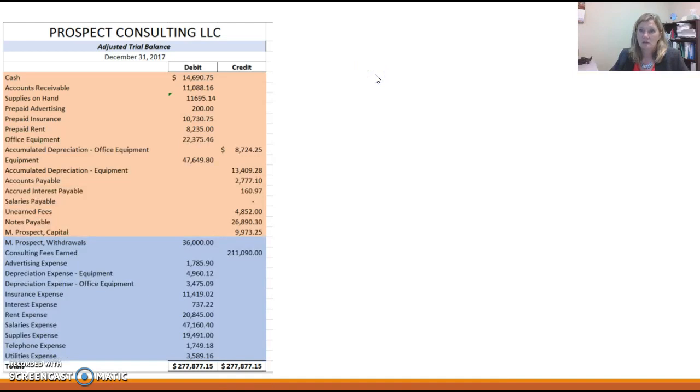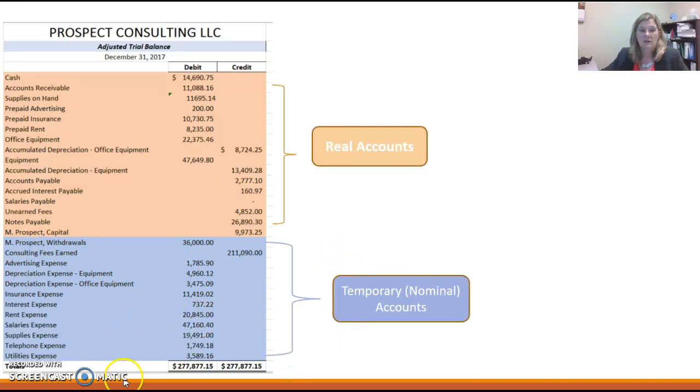Let's take a look at this adjusted trial balance from a problem we did in Chapter 3. The peach-colored accounts are your permanent or real accounts. The blue accounts are the temporary accounts that will be closed. So let's take a look at how that process works.